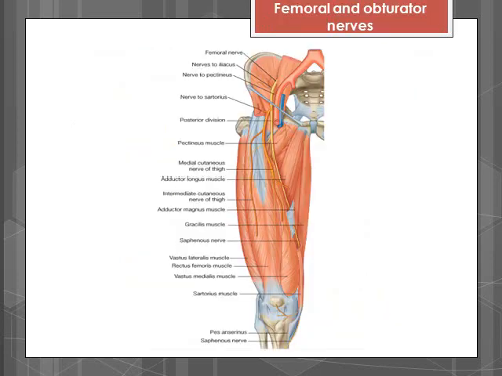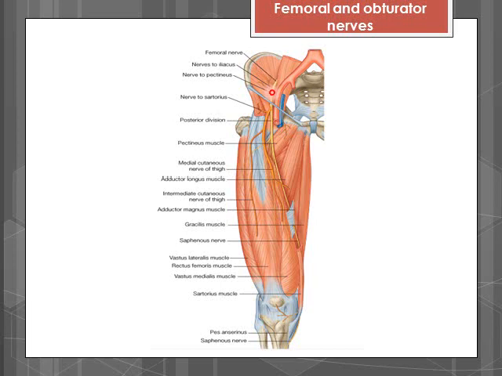Now, what are the course and distribution of the femoral and obturator nerves? As we said before, the femoral and obturator nerves arise from the lumbar plexus inside the psoas major muscle. The femoral nerve arises from the posterior divisions of the second, third, and fourth lumbar nerves, but the obturator nerve arises from the anterior division of the same nerves, second, third, and fourth lumbar nerves.